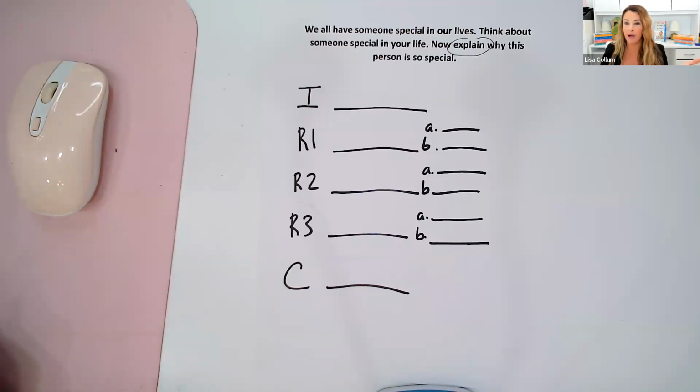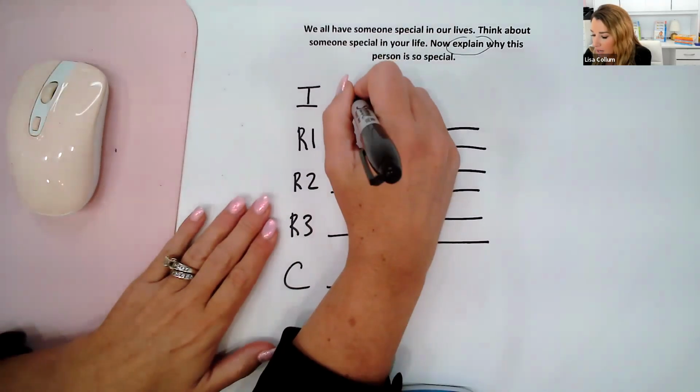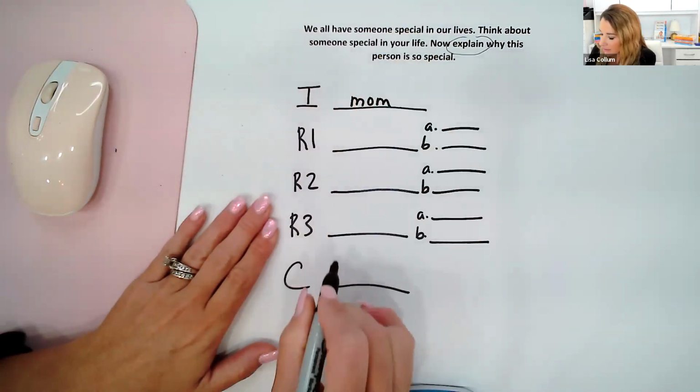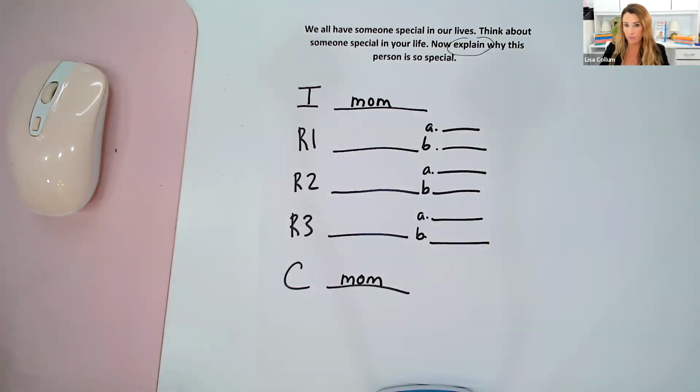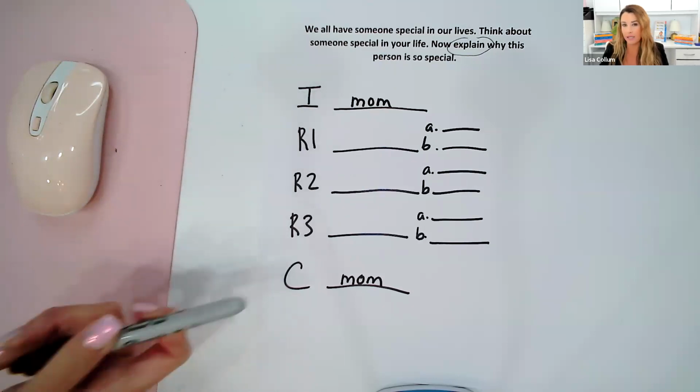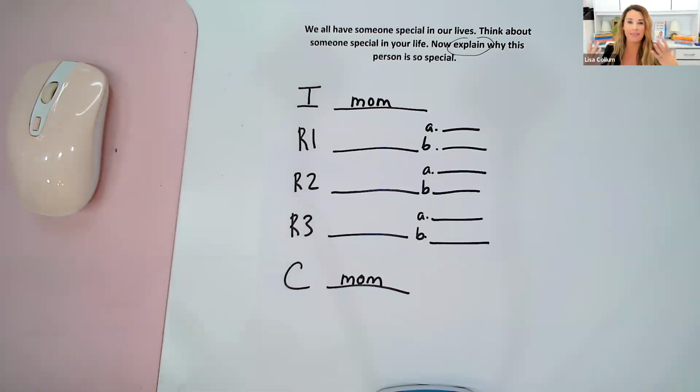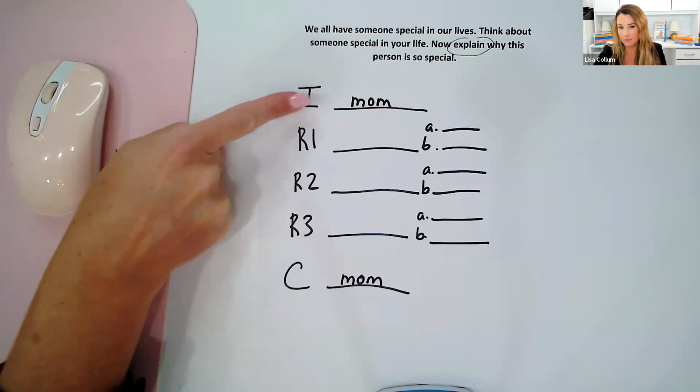Now, I'm going to pick my mom for this example. So because I picked my mom as my special person, and that's my main topic, I'm going to write mom on the I line and the C line. So what I want you to do is pick your special person. Maybe it's your mom too. Or maybe it's your dad. Maybe it's a friend. Maybe it's a teacher. Maybe it's your grandma or grandpa. It can be anyone, but whoever you pick, I want you to write on the I and the C line, because again, whatever your main thing is, you always write on the I and the C line. The I and the C.